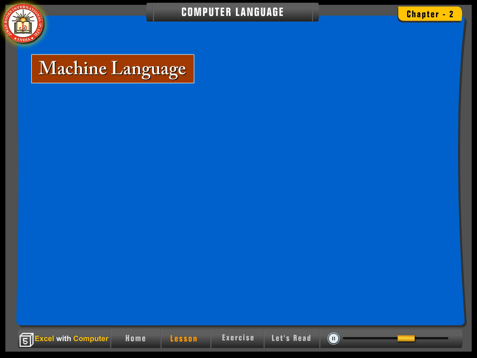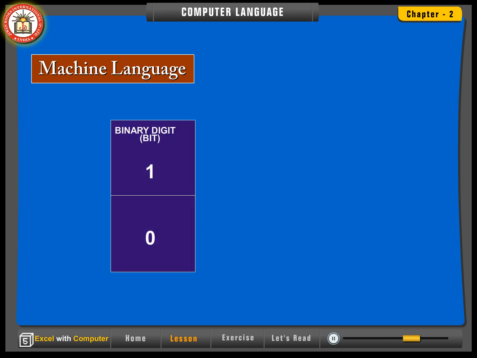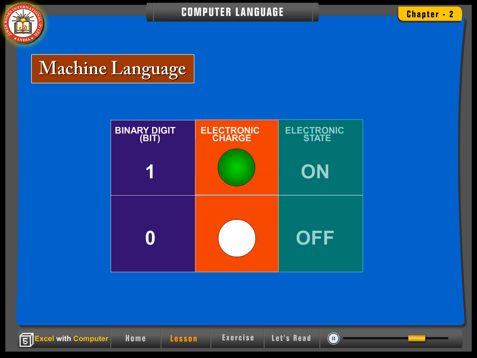Machine language. Early programs were written in machine language. Machine language is the only language which computer can understand. A computer is a machine which understands only machine language, which is represented by the binary digits 0 and 1. The 0 stands for absence of electric pulse, off, and 1 stands for presence of electric pulse, on.